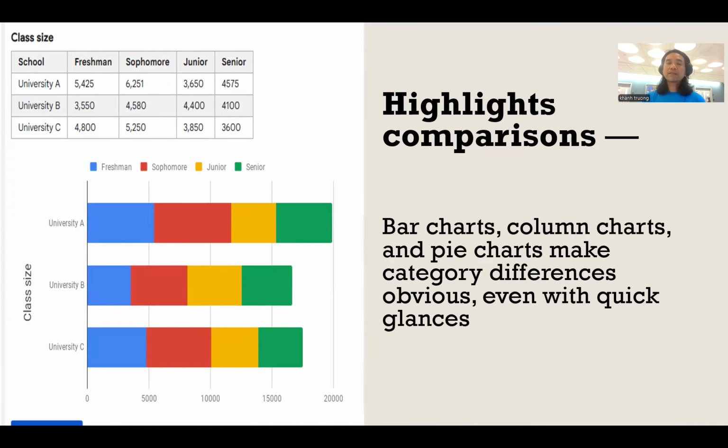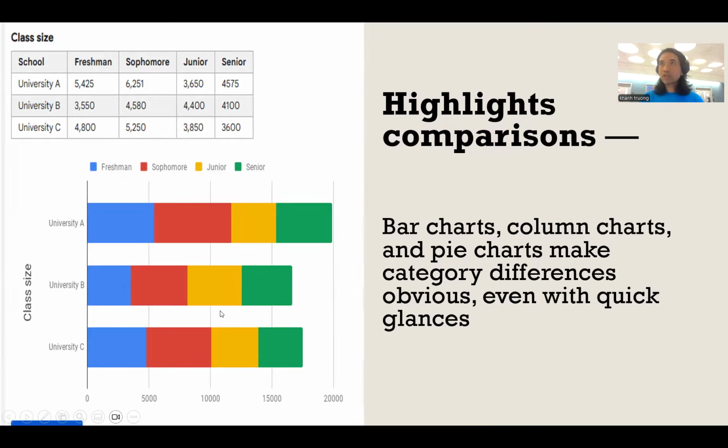Take a look at this very simple data set right here, and then the corresponding visual representation of this table, this picture right here. Which one is easier for you to understand? If I ask you which university has the largest freshman class, it takes you a while to go through this table, even though it is a very, very simple data table.